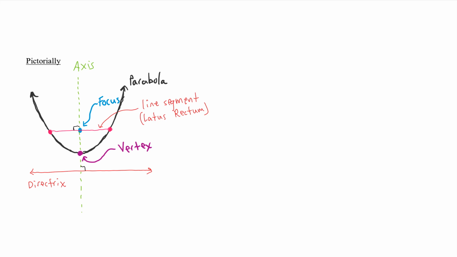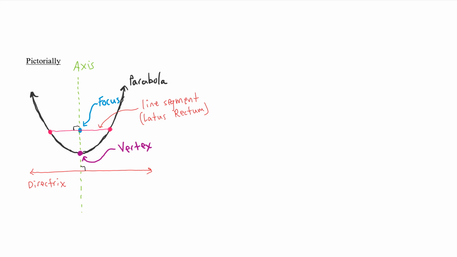So the latus rectum helps us graph it, the focus helps us define it, the directrix helps us define it, and the vertex helps us graph it also because it's on the curve. So that's all our vocab. You're going to hear me use those words over and over again: axis, parabola, focus, latus rectum, vertex, directrix, all that.